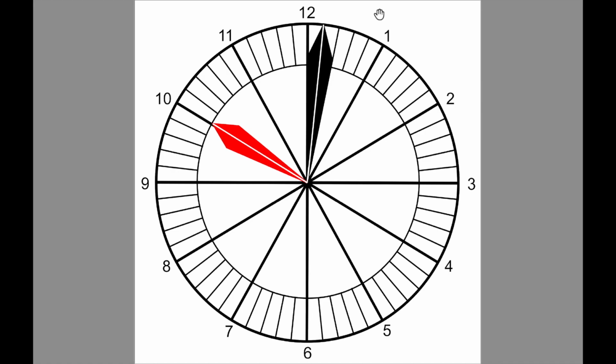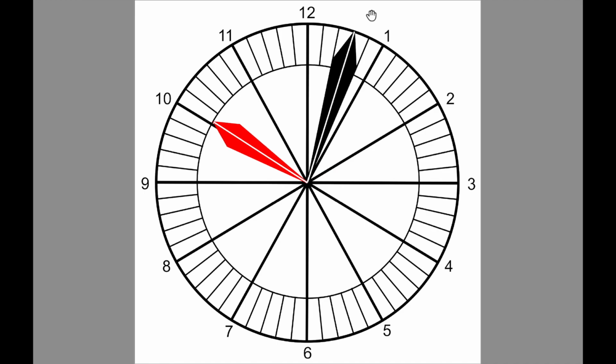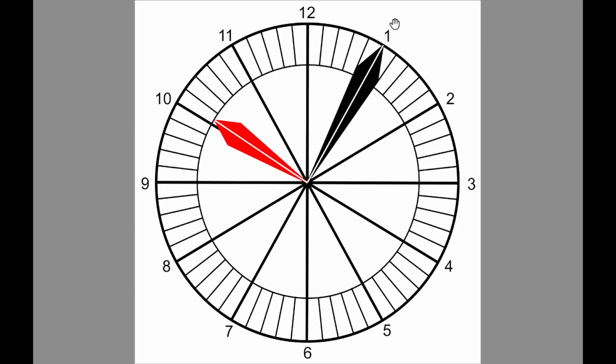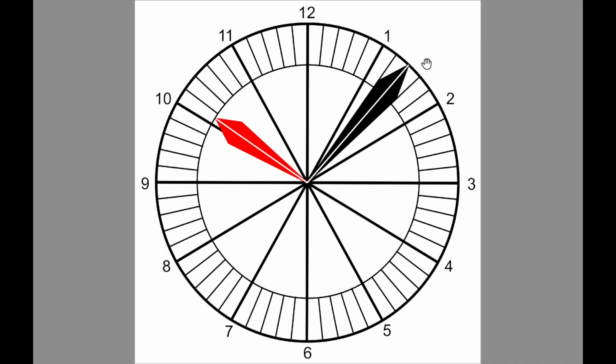So 1 minute is 1/60th of an hour. 2 minutes is 1/30th of an hour. 3 minutes is 1/20th of an hour. 4 minutes is 1/15th of an hour. 5 minutes is 1/12th of an hour. 6 minutes is 1/10th of an hour. Then we get to 7.5 minutes and 8 minutes.